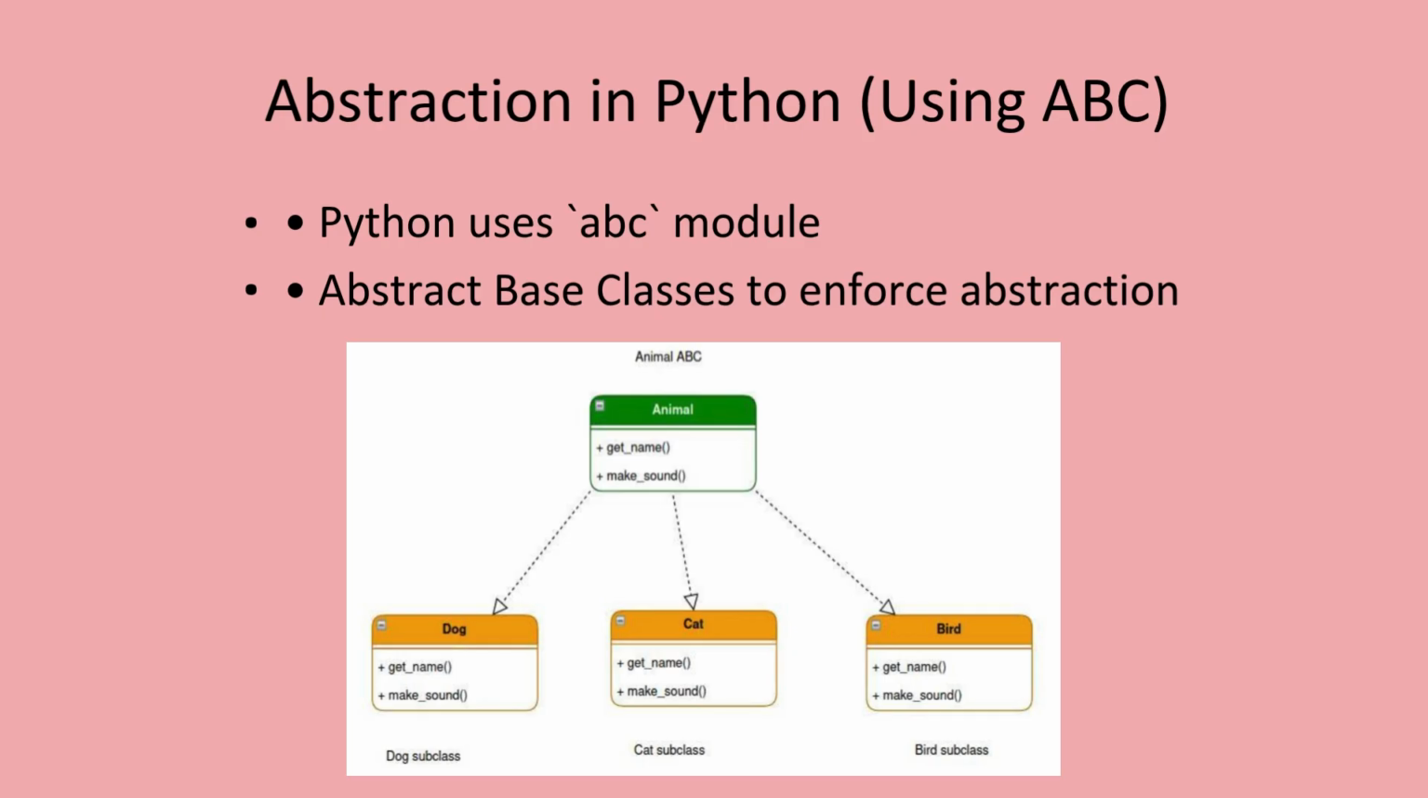Abstraction in Python with ABC. Python uses the ABC module for abstraction. ABC stands for Abstract Base Class. You define abstract methods that child classes must override, enforcing consistency.